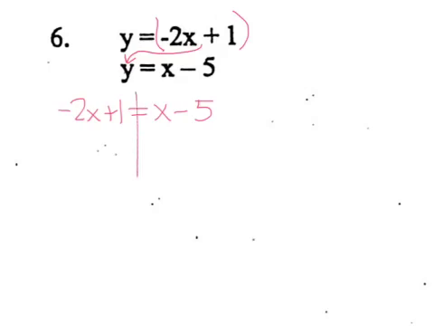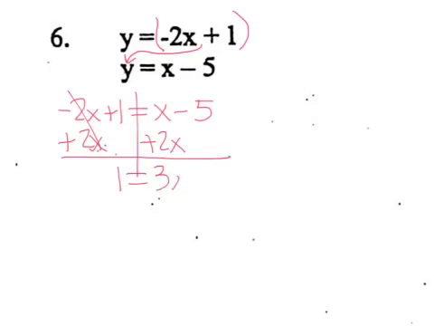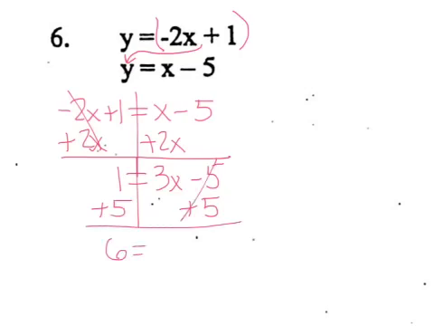I need to get the x's to the same side and the numbers to the other side. Add 2x. Okay, so we're going to move the x's to the right, so I'm going to add 2x over here. So I have 1 equals x and 2x make 3x minus 5. Now I'm still solving for x, so now what? Divide by 3. Not yet. Oh, add 5. Add 5. Then it'll cancel. And so I have 6 equals 3x. Now you divide by 3.